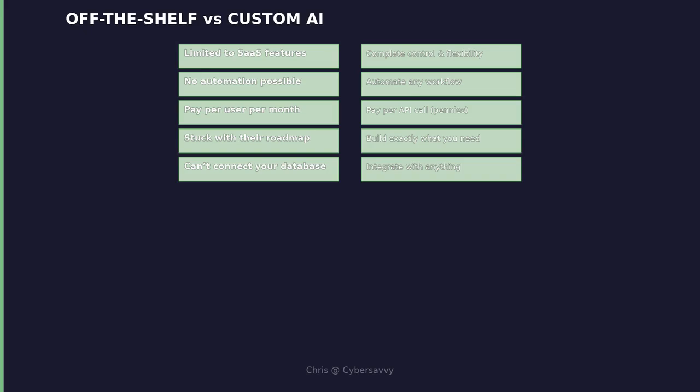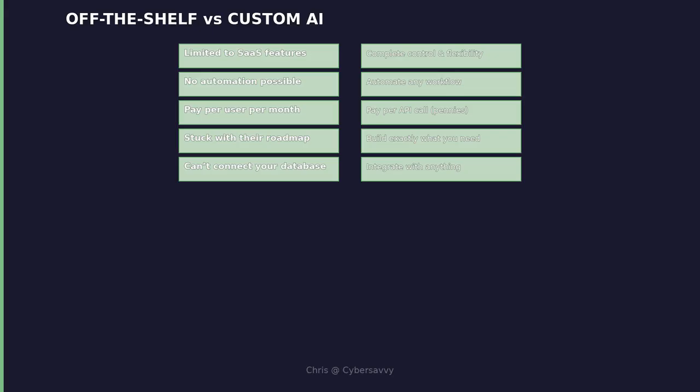Building your own AI tools with the OpenAI and Anthropic APIs gives you complete control. You call exactly the model you want, exactly when you want, exactly how you want. You pay only for what you use. And you can integrate with any system. This is the difference between renting a house and building your own.